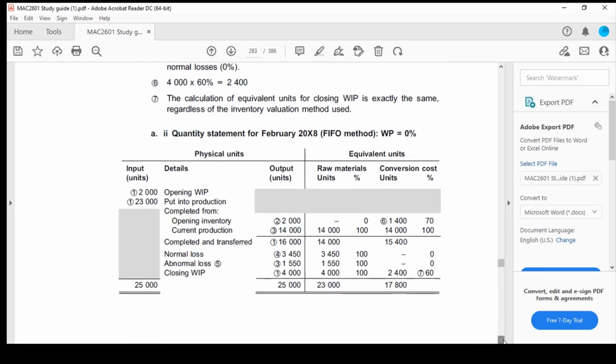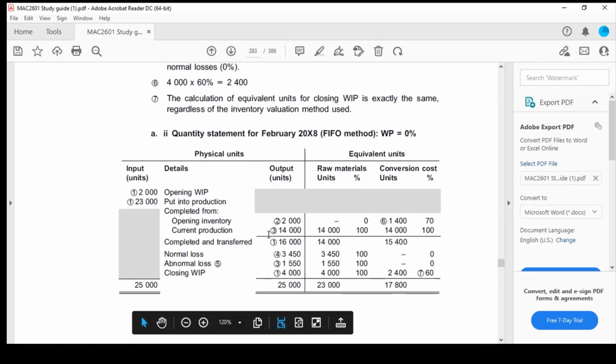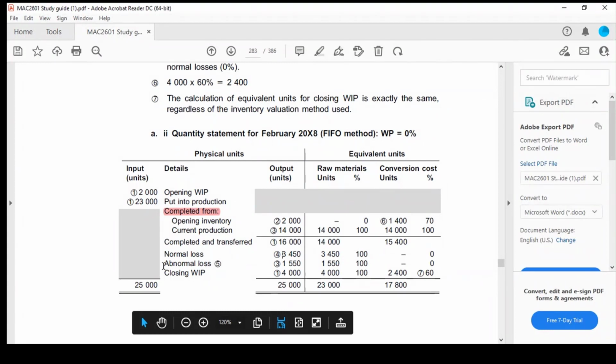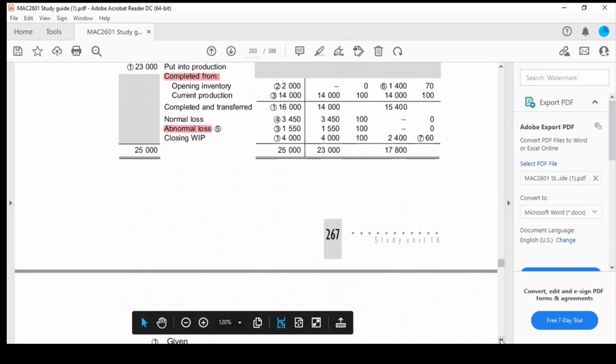Weighted average, straightforward. But now, with the first in, first out, you must always remember, find input, we know, 25,000. You have to split it now. You must show your opening WIP. You must show your current production. Normal loss calculation will be the same. It's just that your abnormal loss would be different, right? Because balancing figure will be otherwise. Let's see. And your closing WIP would be the same.